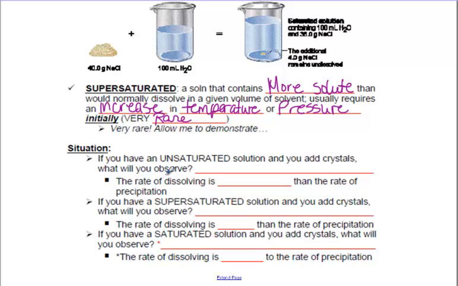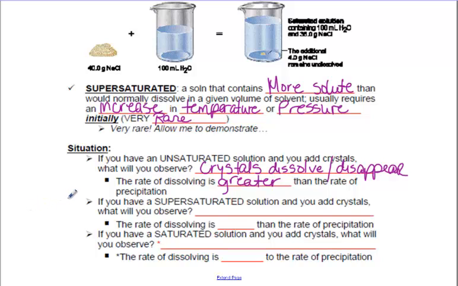So the situation, if you have an unsaturated solution and you add crystals, what will you observe? Think about this. What are you going to see if you have an unsaturated solution? Well, the crystals are going to dissolve completely or disappear. We won't see it. We will see nothing left. Okay? The rate of dissolving is actually greater than the rate of the precipitation or something falling out. Okay, so it happens very quickly.